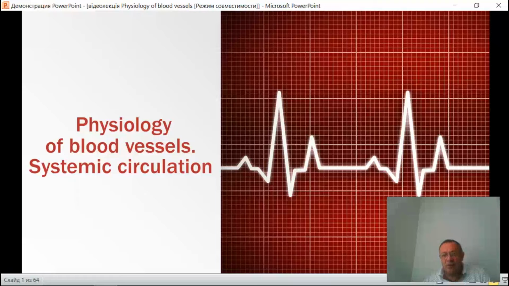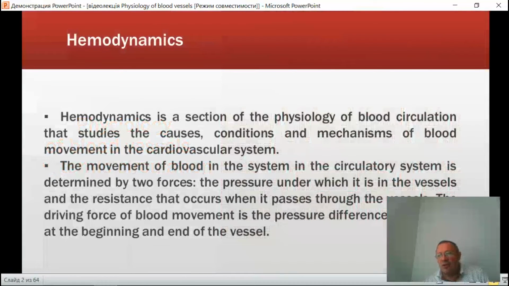First, information about hemodynamics. Hemodynamics is a section of the physiology of blood circulation that studies the causes, conditions, and mechanism of blood movement in the cardiovascular system.